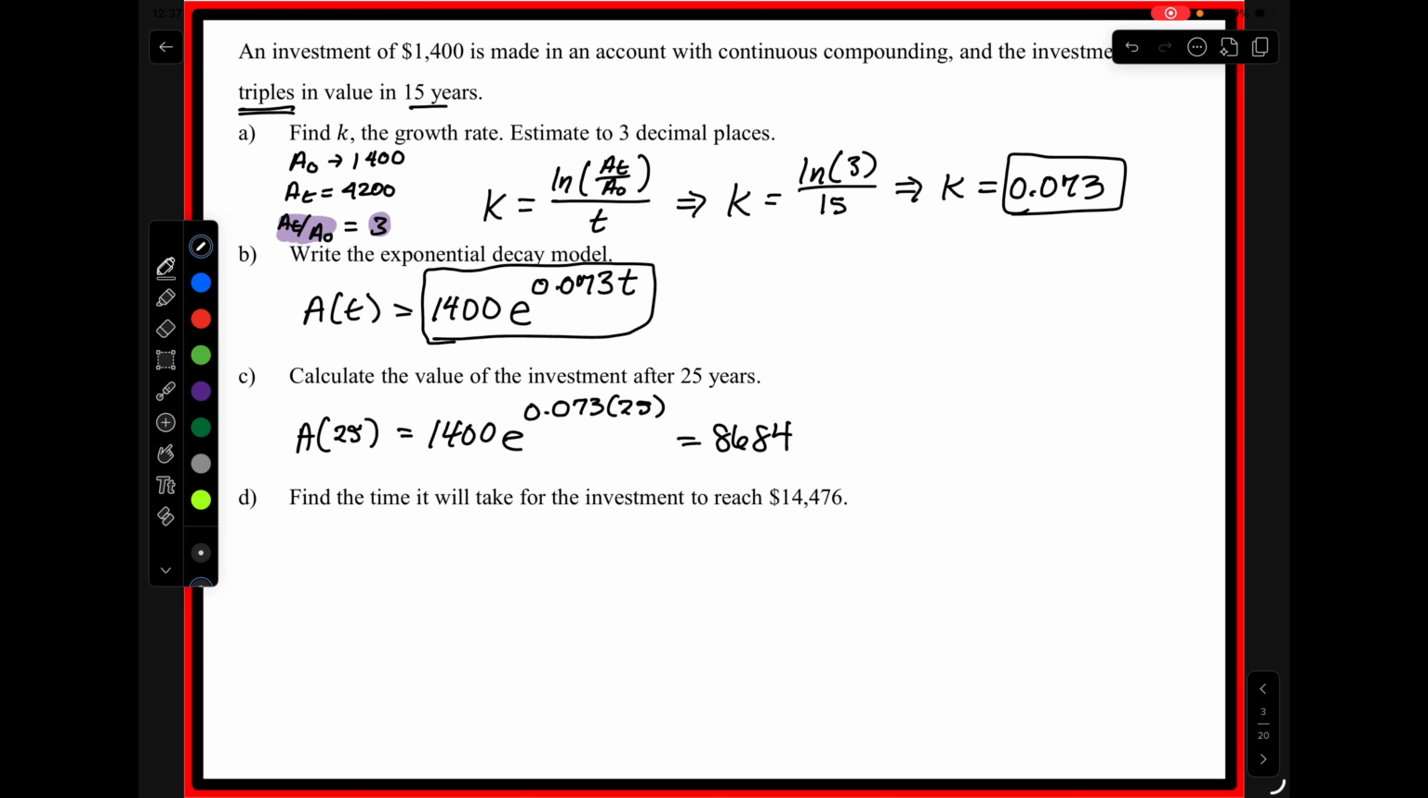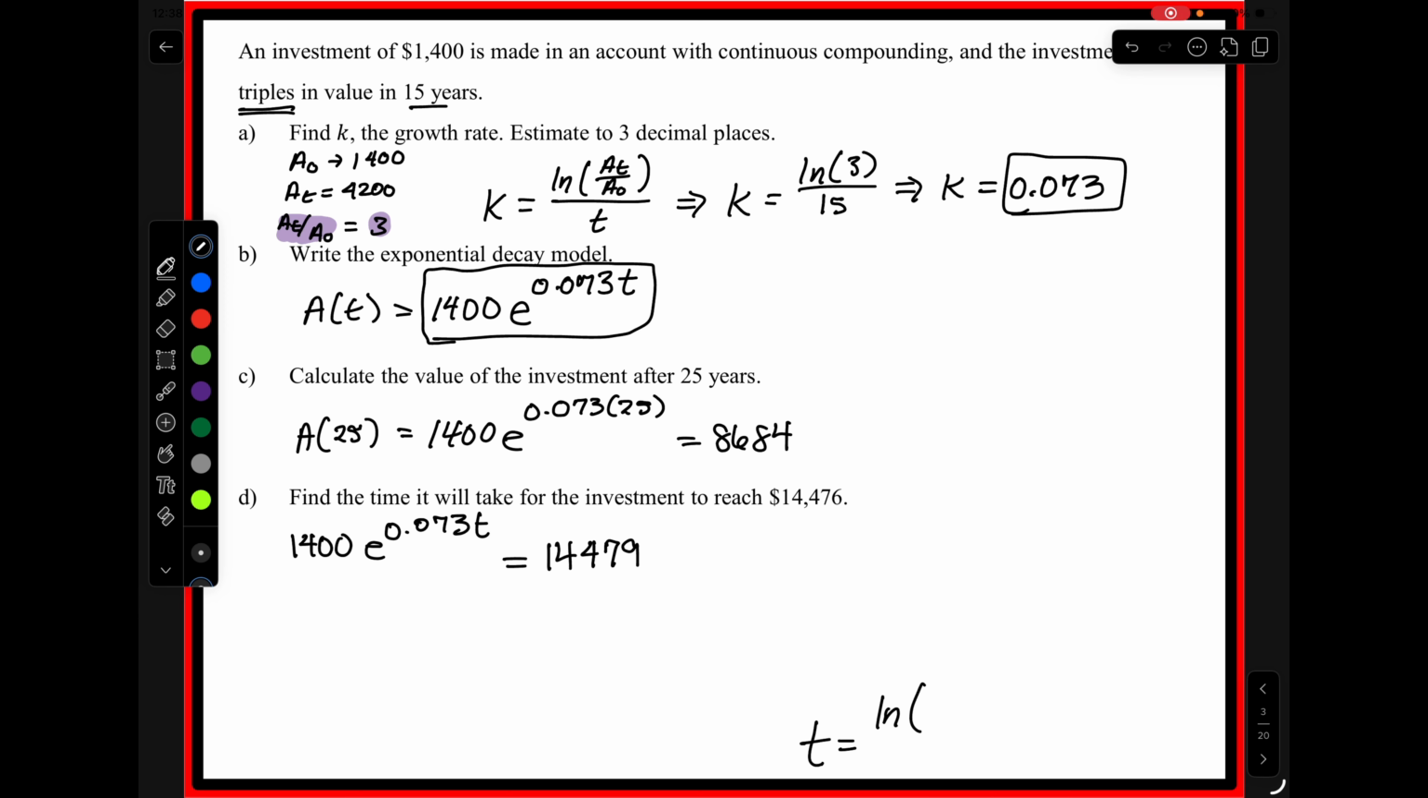We're also going to use the answer from part B to answer part D. We're going to find out the time it takes for the investment to reach 14,476. So we're going to get this equation, this model, from part B and set it equal to this value that we want to reach.